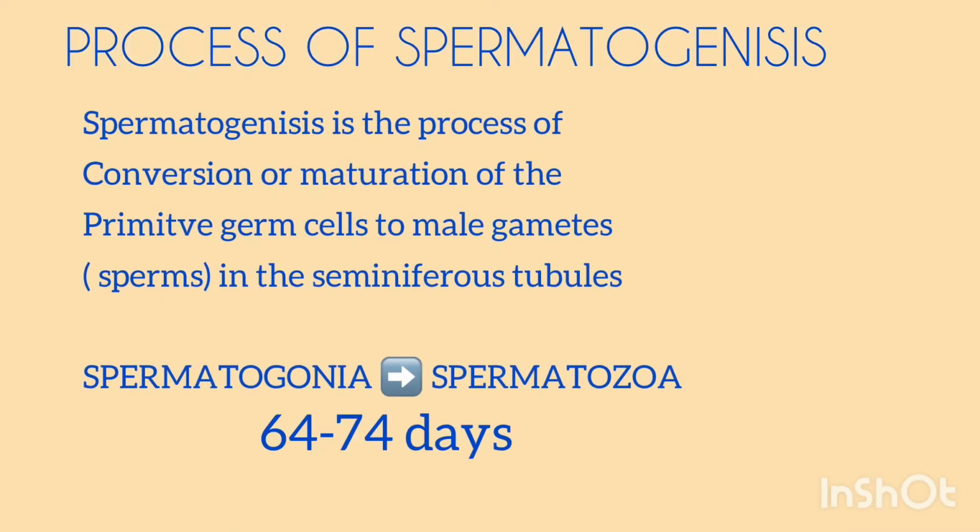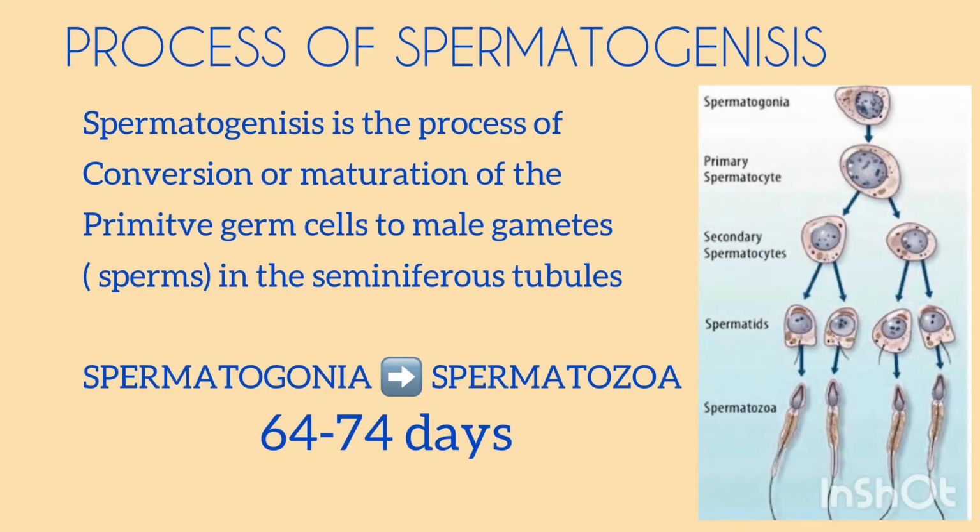development. Spermatogenesis is the process of conversion or maturation of the primitive germ cells to the male gametes, that is the sperms. The primitive germ cell is termed as spermatogonia and the mature cell, that is the sperm, is termed as spermatozoa, and this process takes about 64 to 74 days.